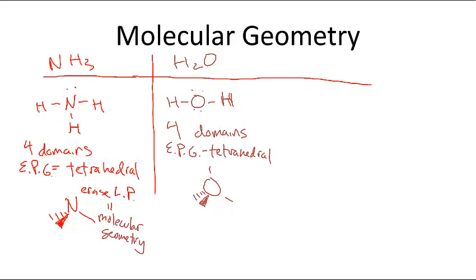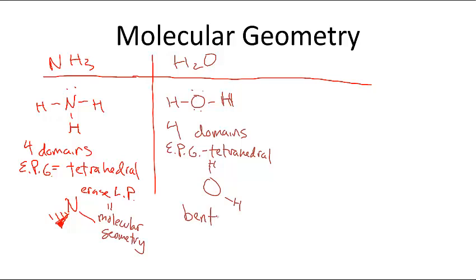Now this is going to look a little funky to you guys when I do it this way. But I'm going to erase my 2 lone pairs. Which ones do you think would be easiest to erase? The ones that are coming in and out of the board. So when I erase that, I still have my tetrahedral electron pair geometry, but my molecule doesn't look tetrahedral anymore. It looks bent.